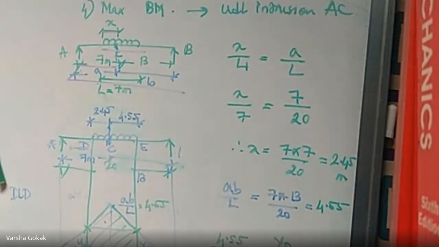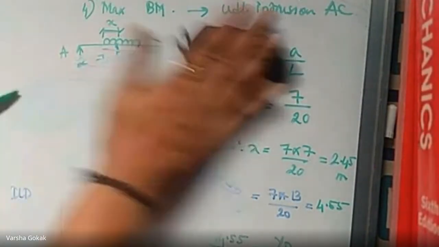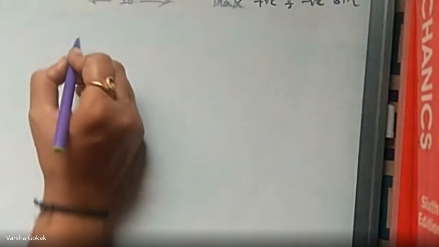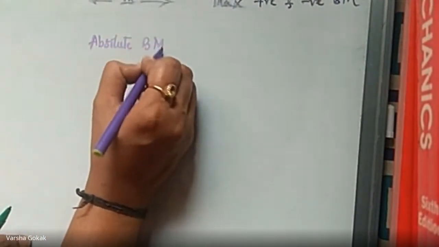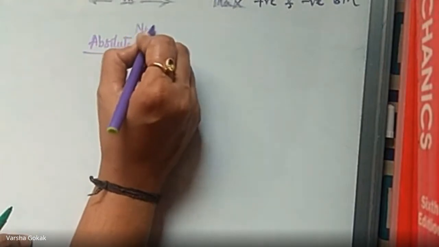Some questions they will ask for absolute bending moment, something called absolute bending moment. I'll tell you what that is. It is a bit lengthy. That's why I took the numerical first, because if I directly do the standard case, you might not follow, is what I felt. So now let's calculate the absolute maximum bending moment.